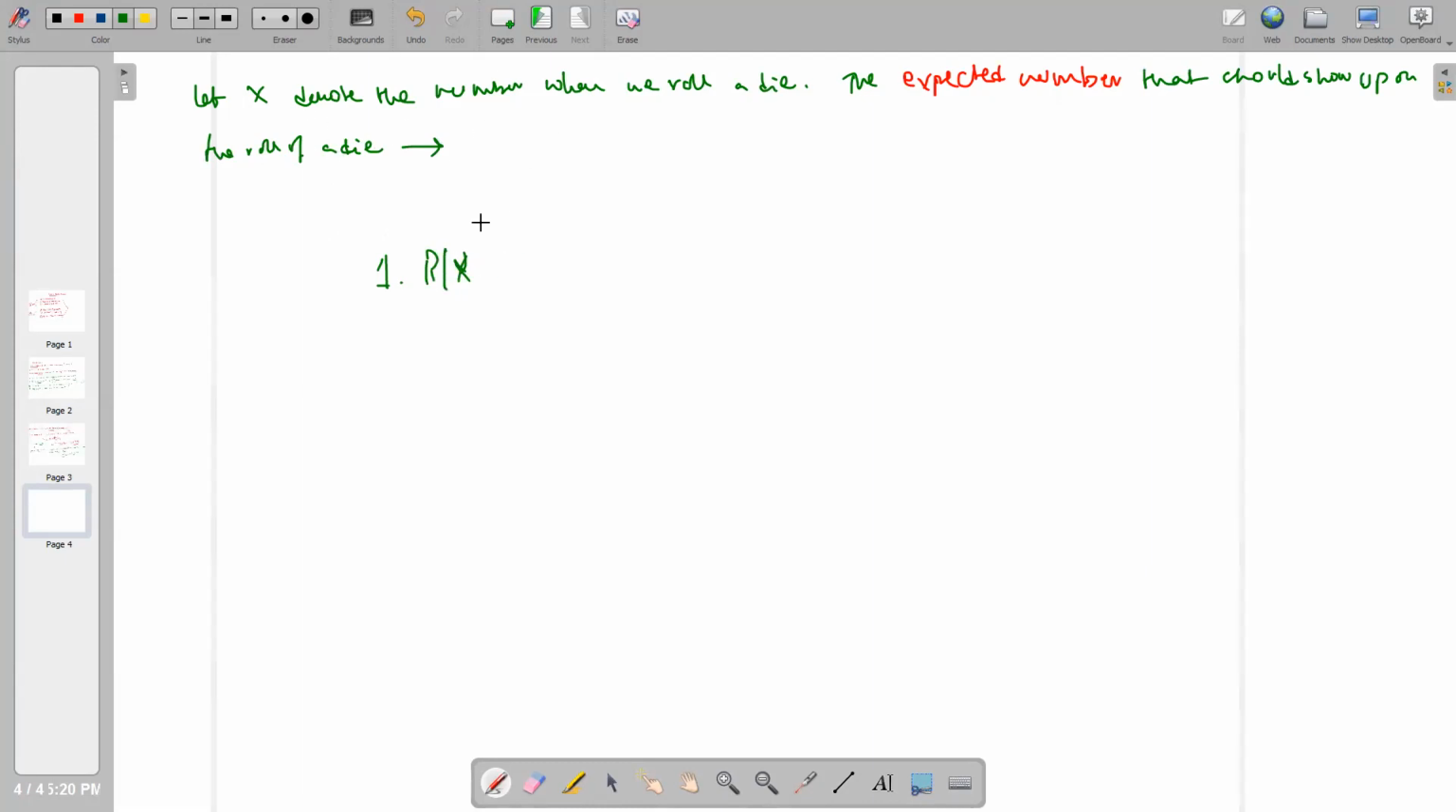So I denoted X as the number when we rolled a die. So plus, right? So this comes out to be 3.5, right? Because all of these are equal probability, so 1 by 6 and sum them up.